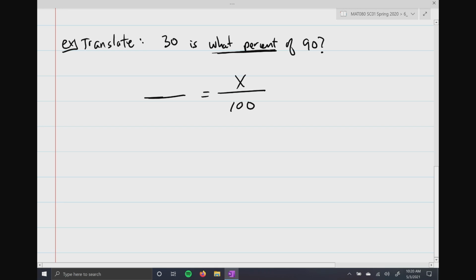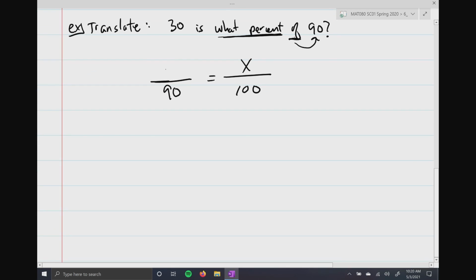Do you see the word of? So if I underline the word of and look to the right, what number is that? 90. So that goes in the denominator of the first fraction. So what goes into the numerator then? It'd be x. We already have an X. What's the... 30. There you go. And that's how you set it up. Okay, all right, let's do another one.